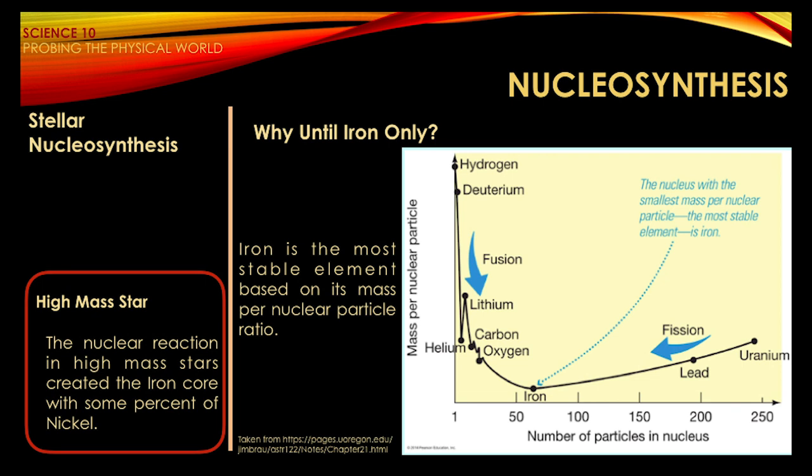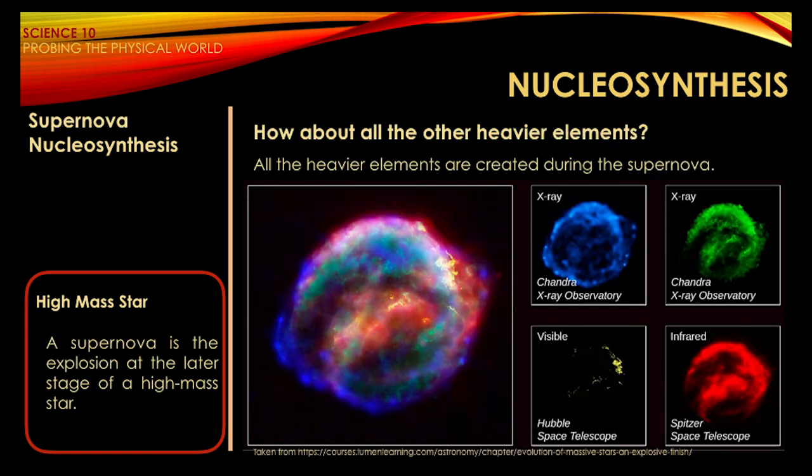It is said that iron is the most stable element based on its mass per nuclear particle ratio as shown in the graph. Now, how about the remaining elements? The remaining elements were created during the biggest fireworks display in the universe, the supernova. Thus, the name supernova nucleosynthesis.